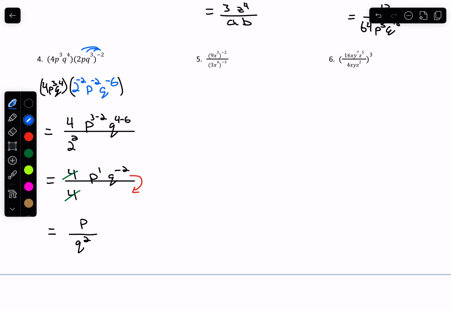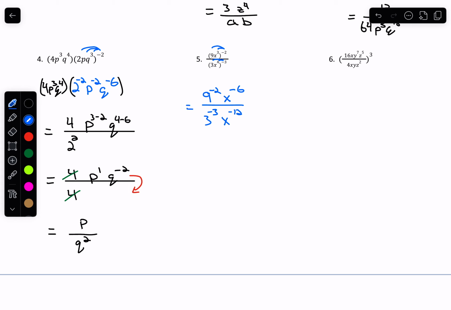On the next one, we have negative exponents again. So I'm going to distribute on the top, and I'm going to distribute on the bottom. In the numerator, we're going to have 9 to the -2, x to the -6. And in the denominator, we're going to have 3 to the -3 and x to the -12.